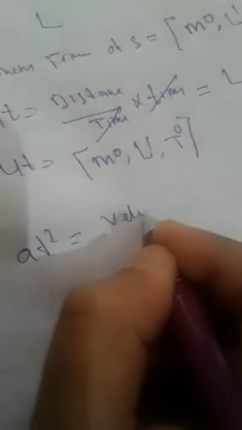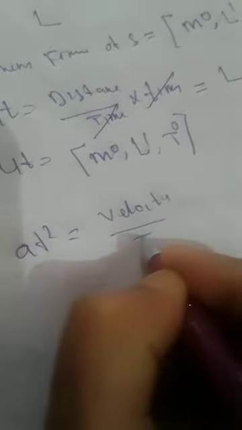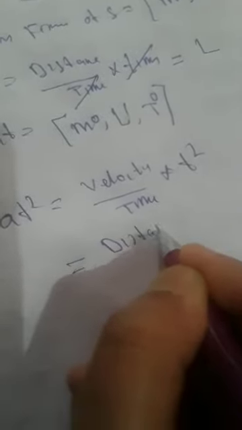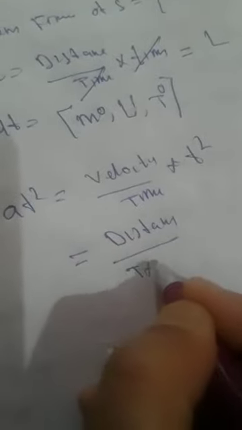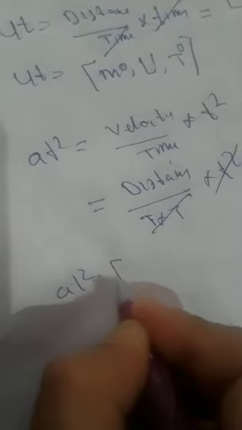The dimension of at square. Acceleration, we know that acceleration is velocity divided by time, into t square. Velocity is again distance divided by time, times t square, the time cancels with one t square, it is equal to L. Therefore dimensions of at square is equal to M0 L1 T raised power 0.